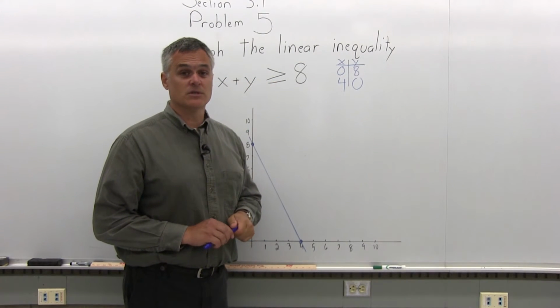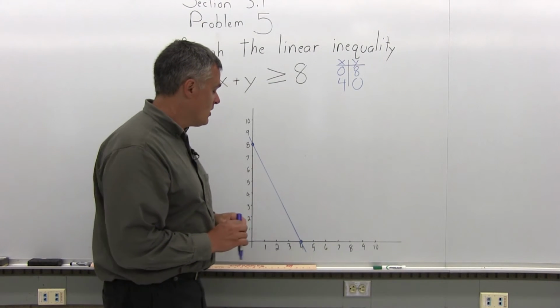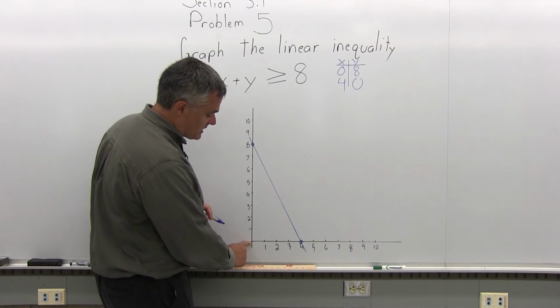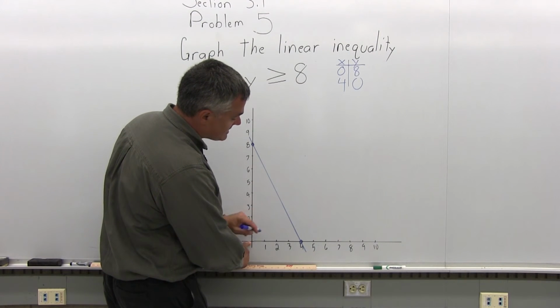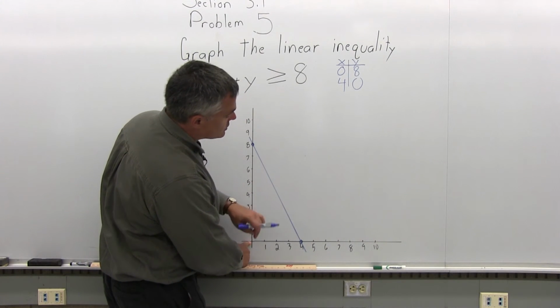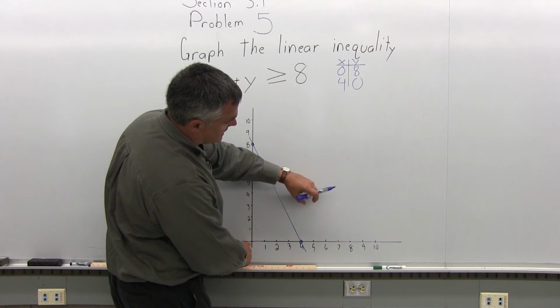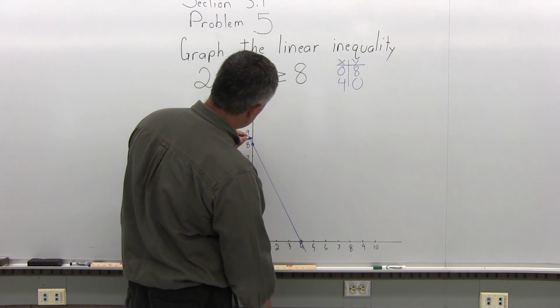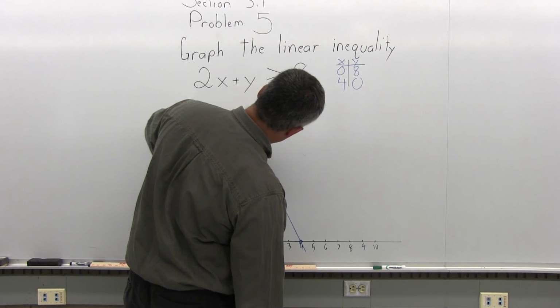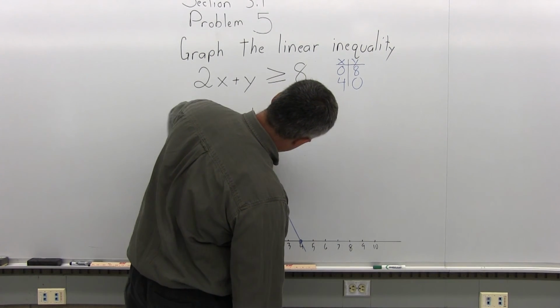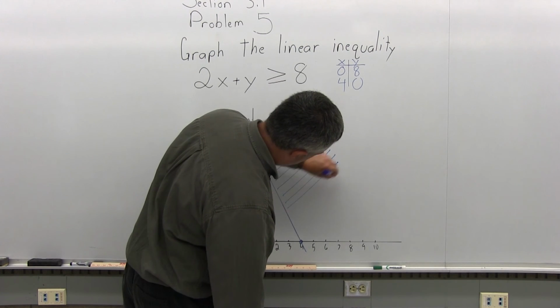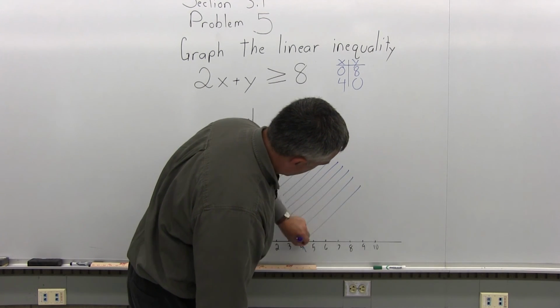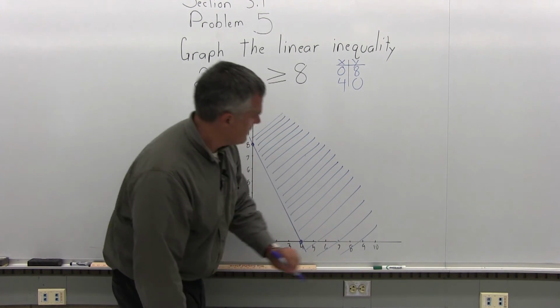Well, that's not true. 0 is not greater than 8. So what that means is my test point down here gave a false result. Therefore, this side is the blank side, since I'm getting a false result. So the other side, the above side, is the shaded side. Like that.